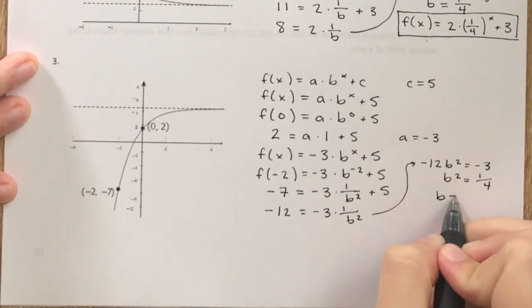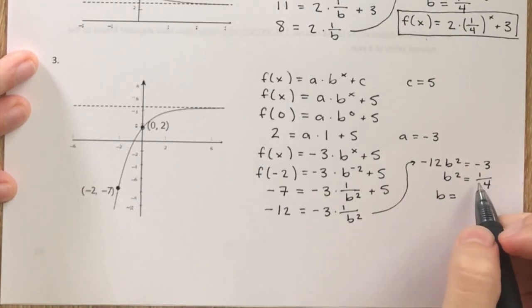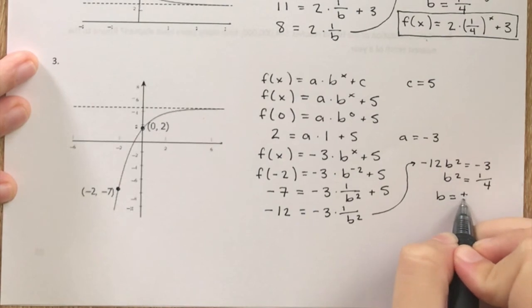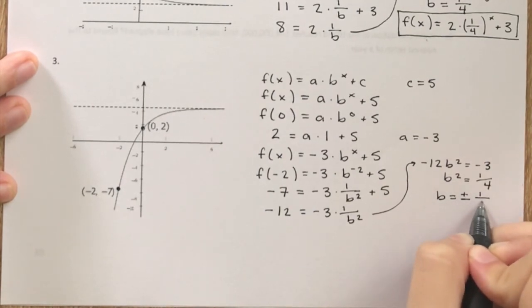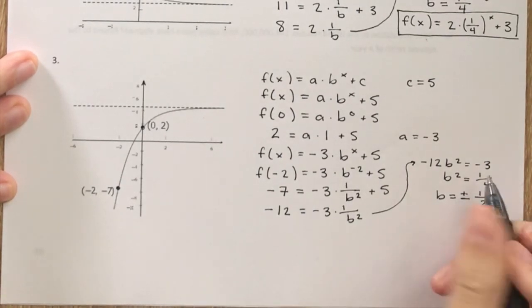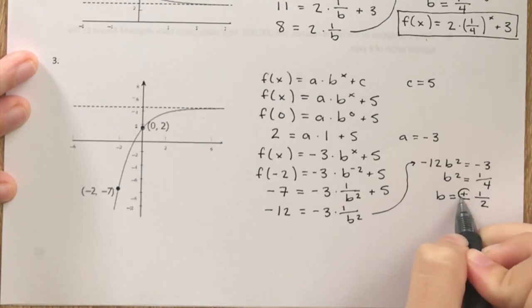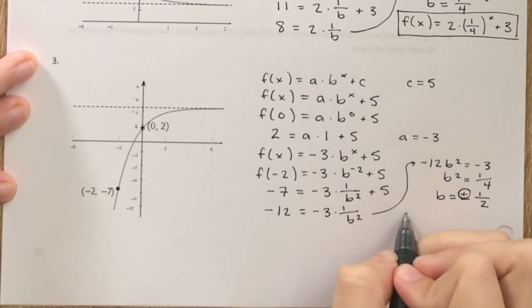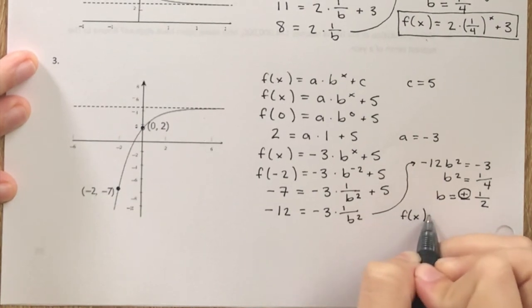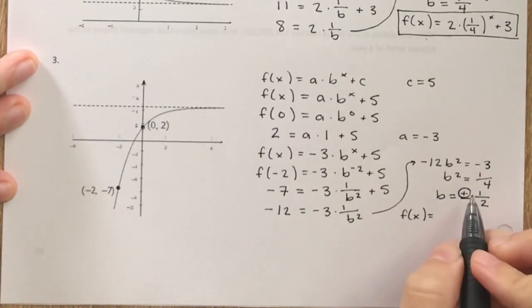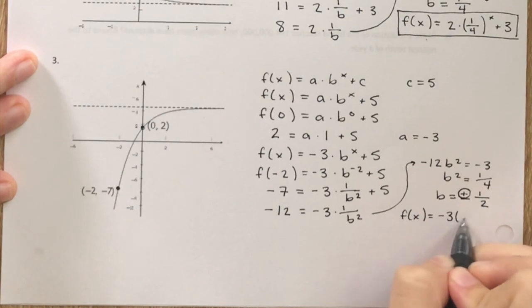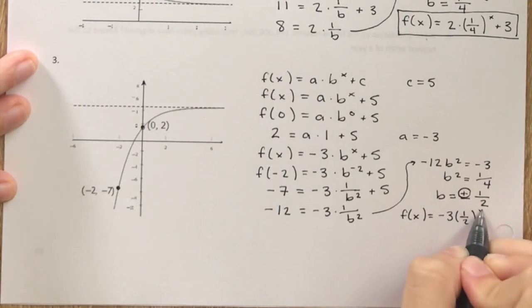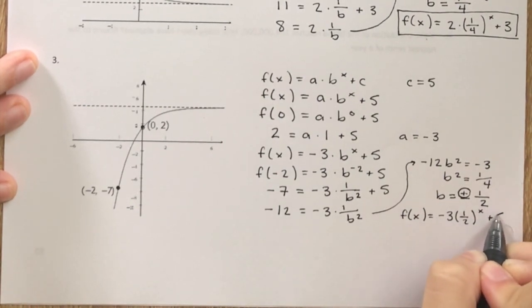We take the square root of 1/4, and that gives us plus or minus 1/2. Again, we need to choose the positive b because we know that our base is always going to be positive. So our final answer is negative 3 times 1/2 to the x plus 5.